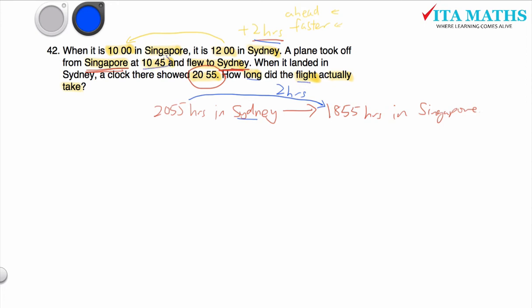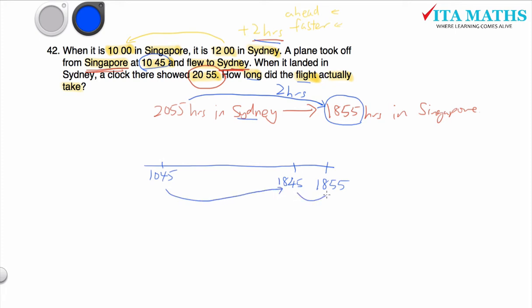The plane actually left Singapore at 10:55 and it landed in Sydney at 18:55 Singapore time. So with the timeline, 10:45 until 18:55. Looking at the 45, the closest is 18:45. So you have to find the time from here to here is how many hours, and here to here is how many minutes. 18:45 to 18:55, very straightforward, is 10 minutes.